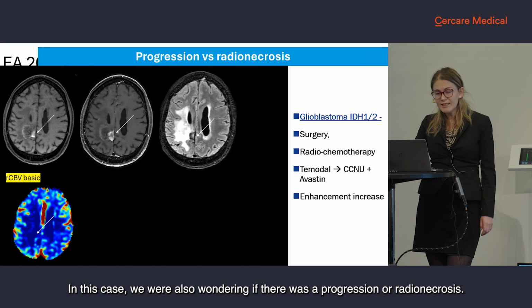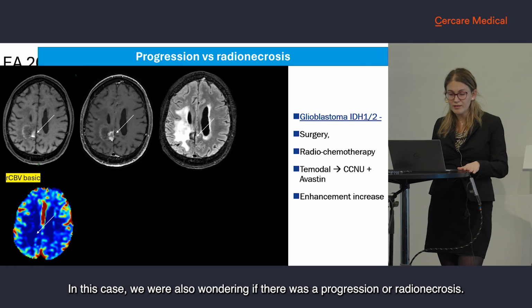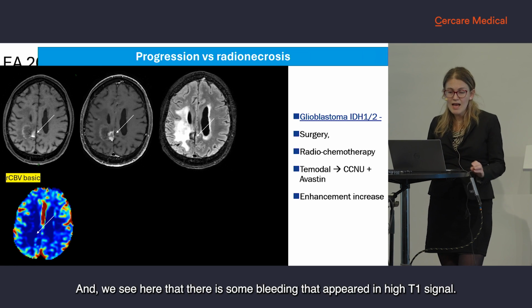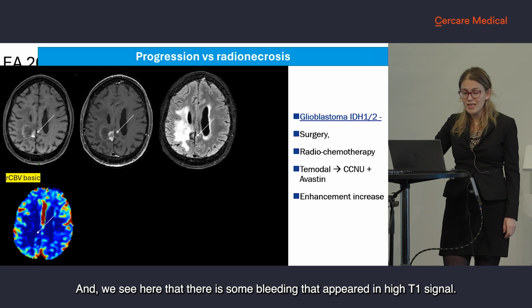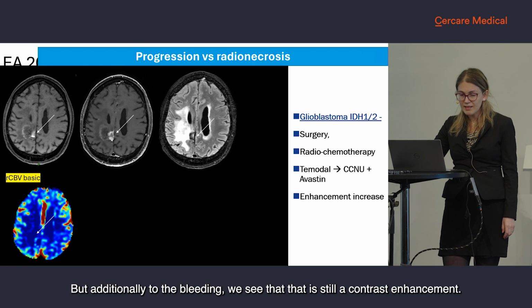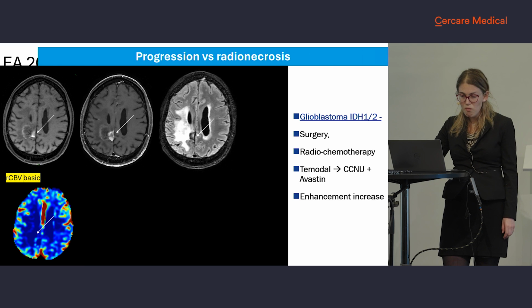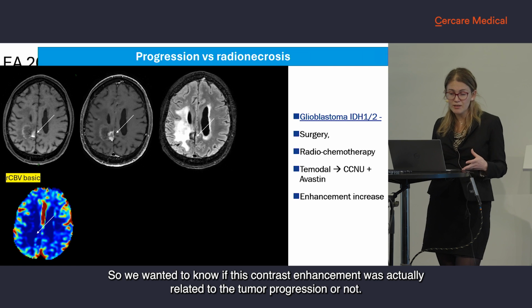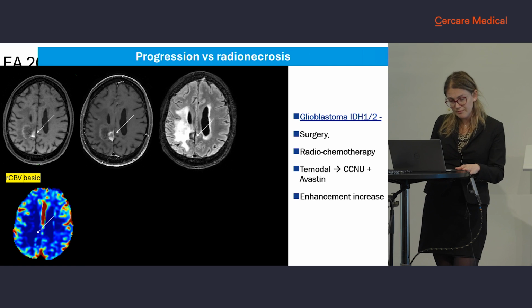In this case, we were also wondering if there was a progression or radionecrosis. This patient was treated with Avastin, and we see here that there is some bleeding that appeared in high T1 signal. But in addition to the bleeding, we see that there is still a contrast enhancement. So we wanted to know if this contrast enhancement was related to tumor progression or not.